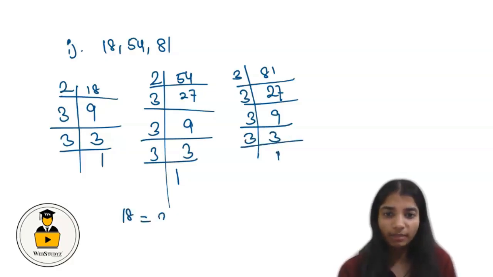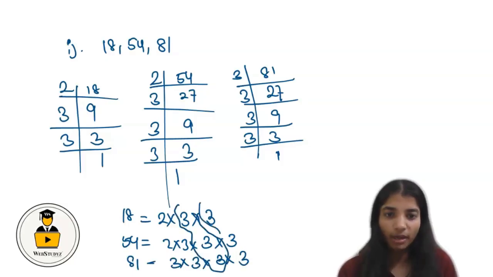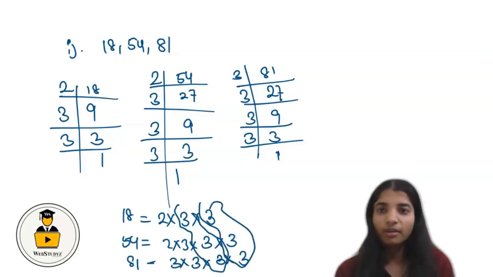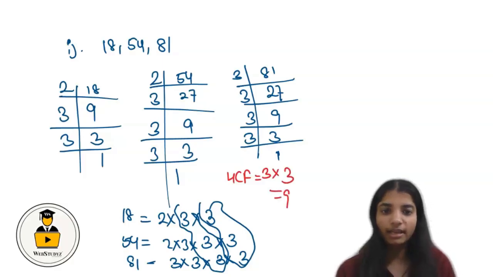So from here 18 becomes equal to 2 multiplied by 3 multiplied by 3, and 54 becomes equal to 2 multiplied by 3 multiplied by 3 multiplied by 3, and 81 becomes equal to 3 multiplied by 3 multiplied by 3 multiplied by 3. So look here, in all of these two 3's are common. So from here we can say that the HCF of 18, 54 and 81 is 3 multiplied by 3, that is equal to 9. Hence the answer to this.